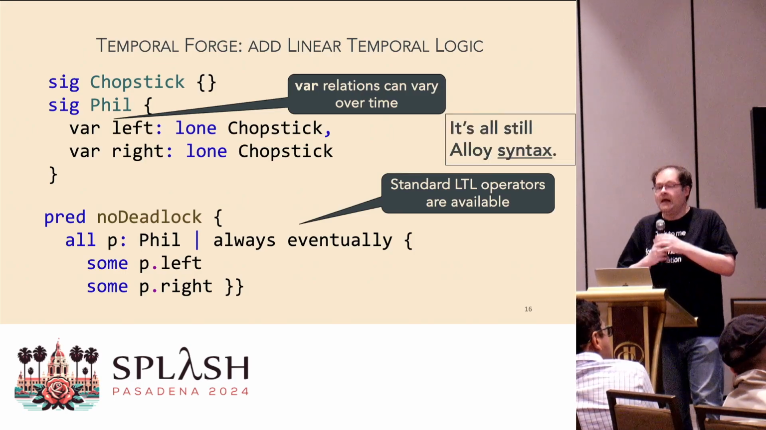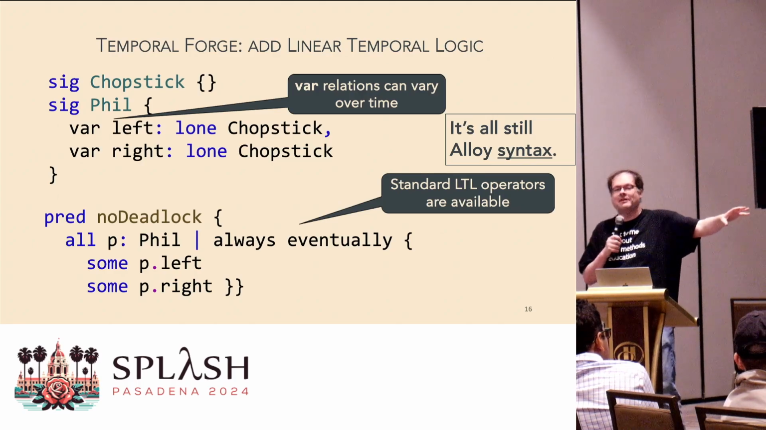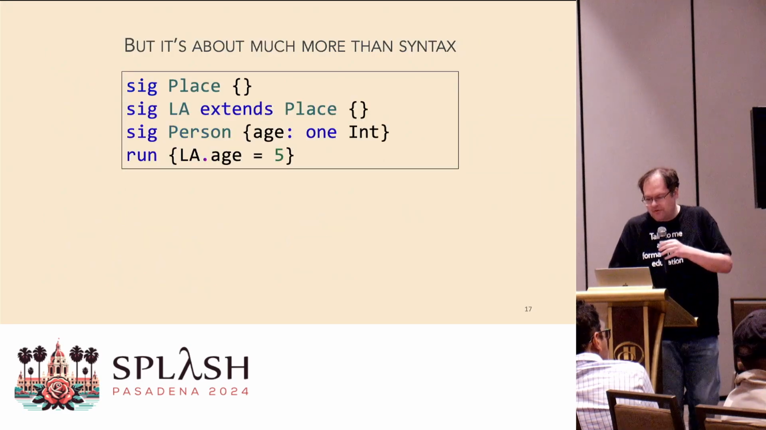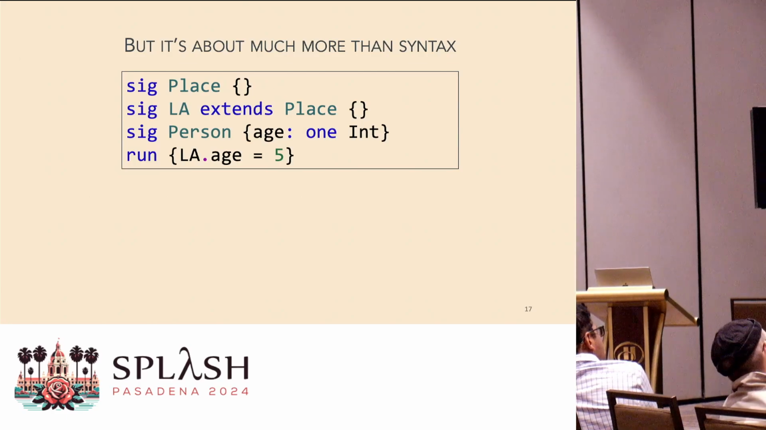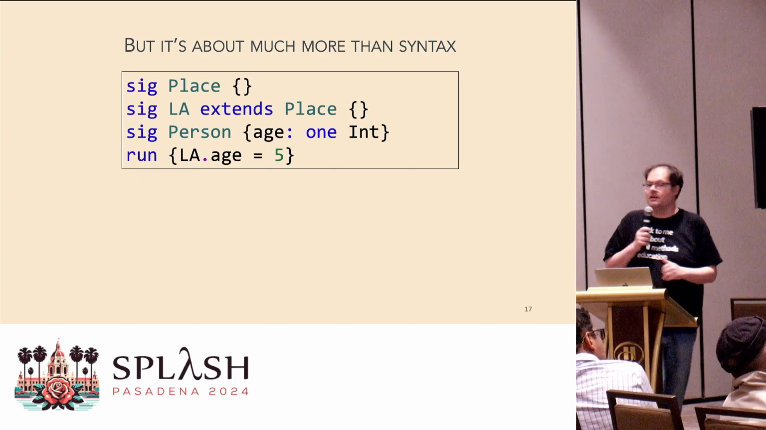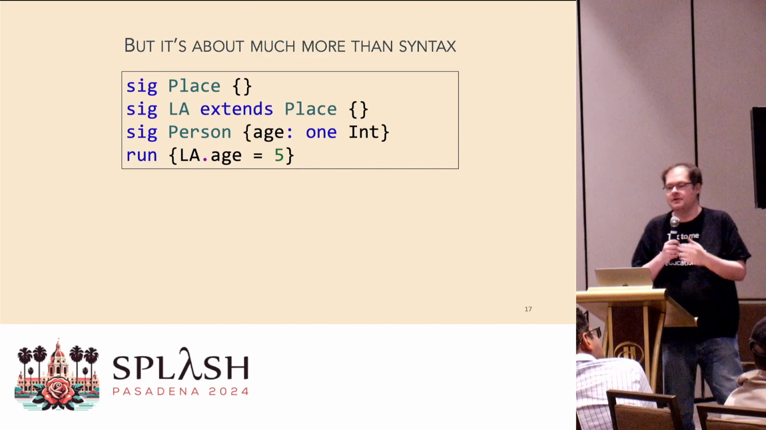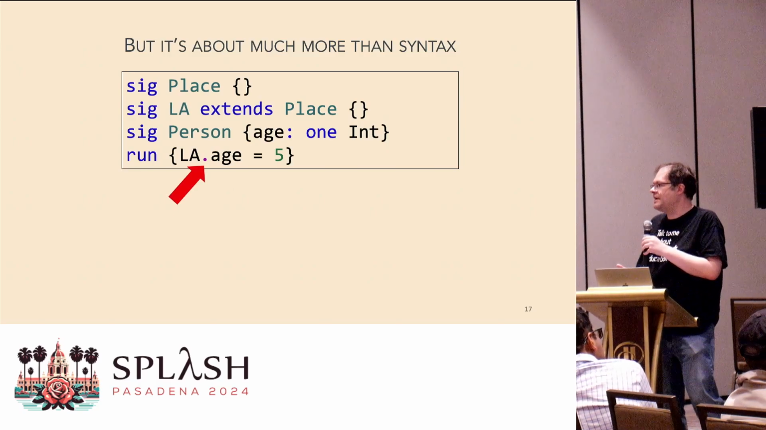All right. The key here is this is just Alloy syntax. We weren't the first people to think of adding linear temporal logic to Alloy. But it's not just about syntax. Let's say that I want to model people and places, and people have a notion of how old they are in this model, places do not. So if I write a constraint that says LA's age is 5, I ought to get an error message. The question is, what error message am I going to get?